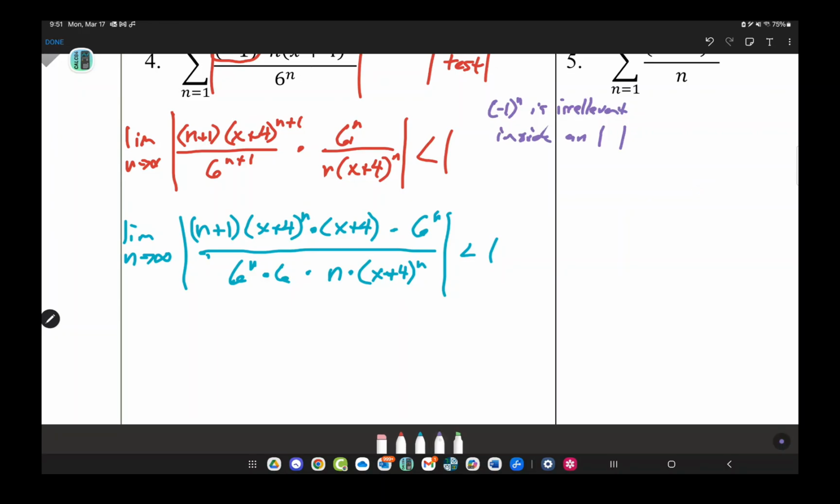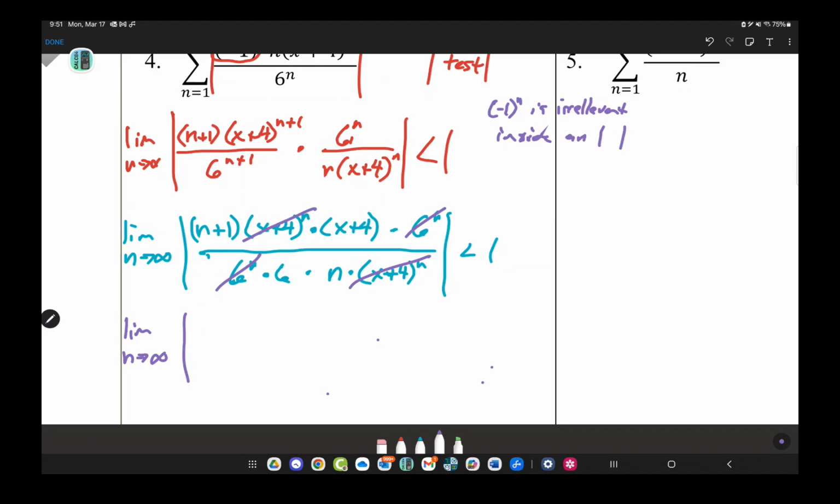All right, now, what cancels out? 6 to the n, x plus 4 to the n. So what I'm left with is the limit as n goes to infinity.